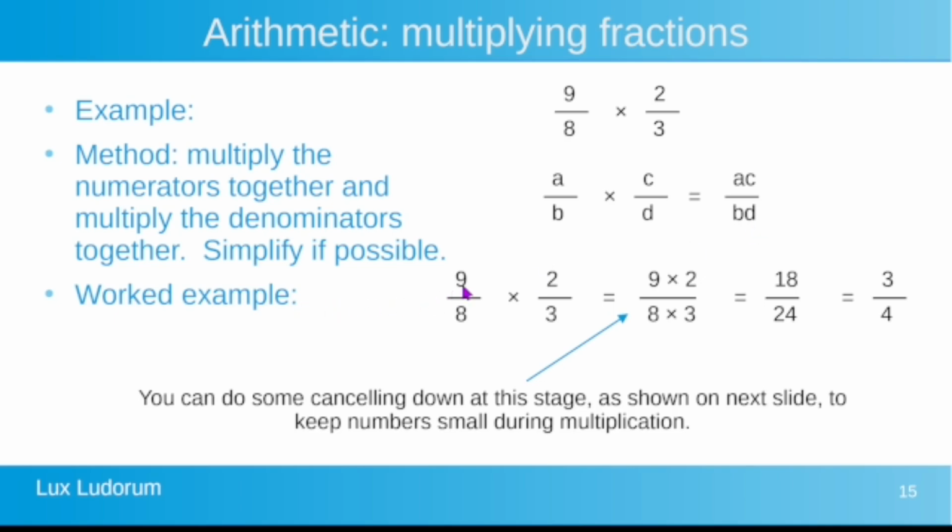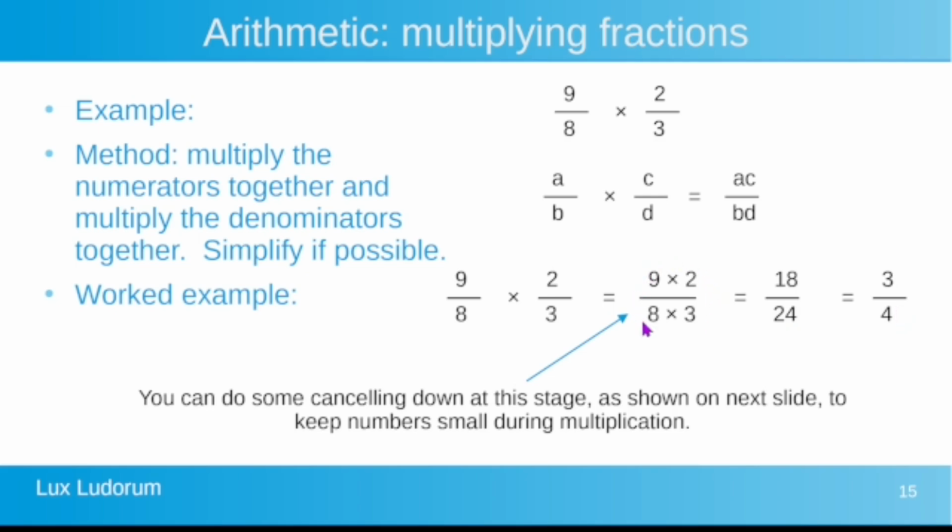So the worked example, 9 over 8 times 2 over 3. We do the tops: 9 times 2 gives 18. The bottoms: 8 times 3 gives 24. And we simplify that to 3 over 4, or 3/4.